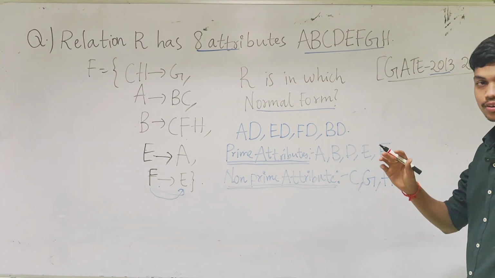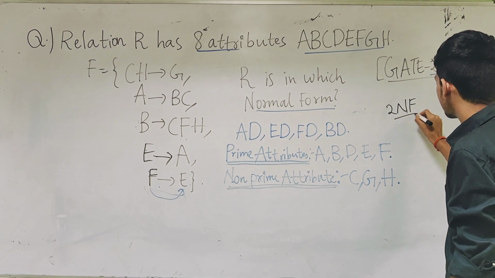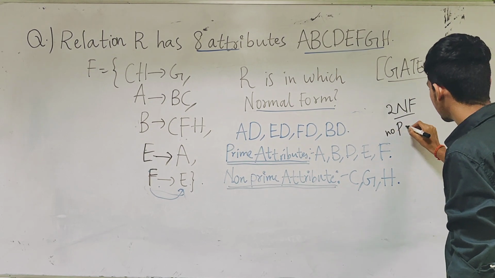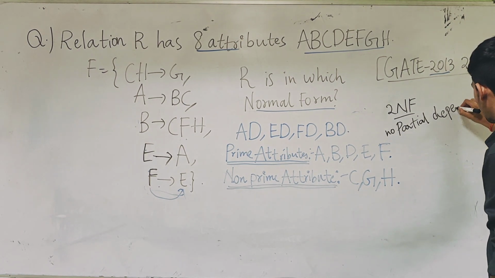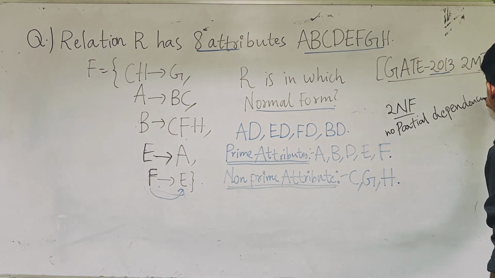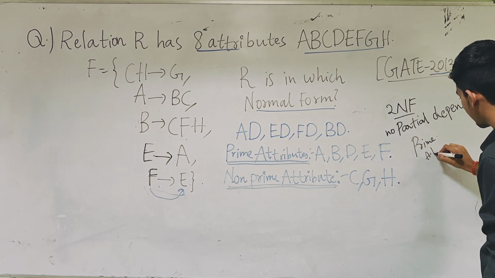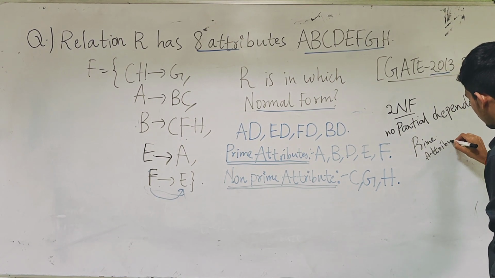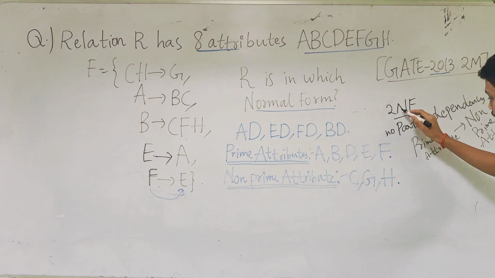We are checking for 2NF functional dependency now. For 2NF, there should be no partial dependency. What is partial dependency? If any non-prime attribute is functionally dependent on a prime attribute, this is partial dependency. So in 2NF, this should not be there.